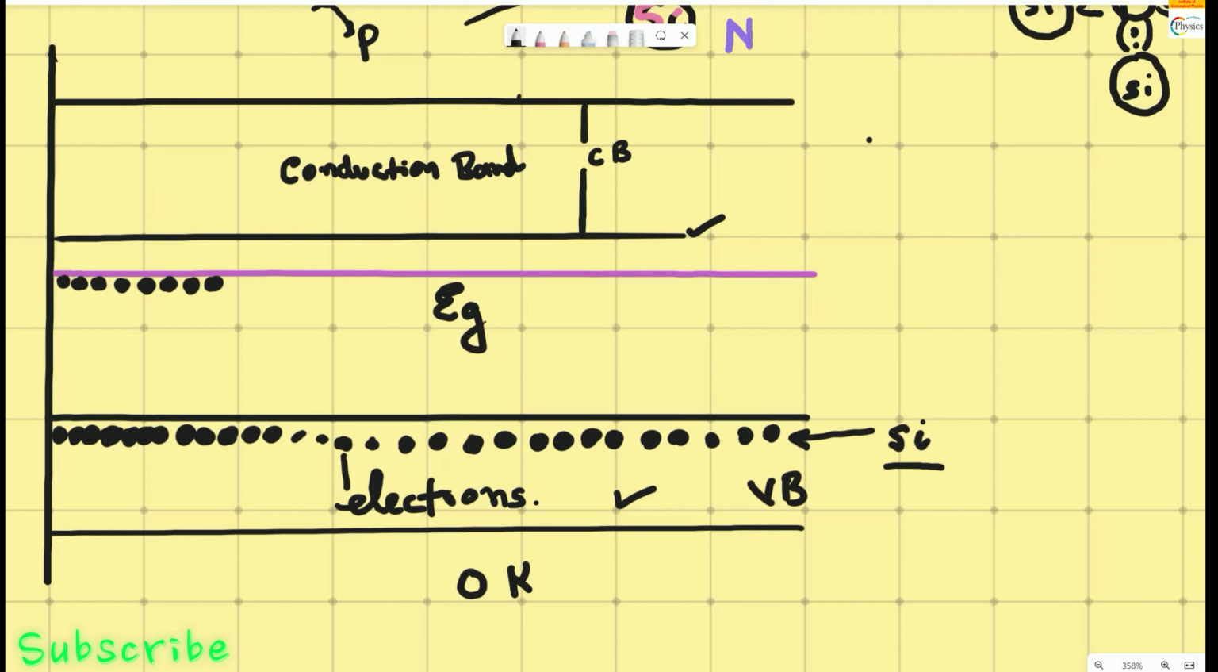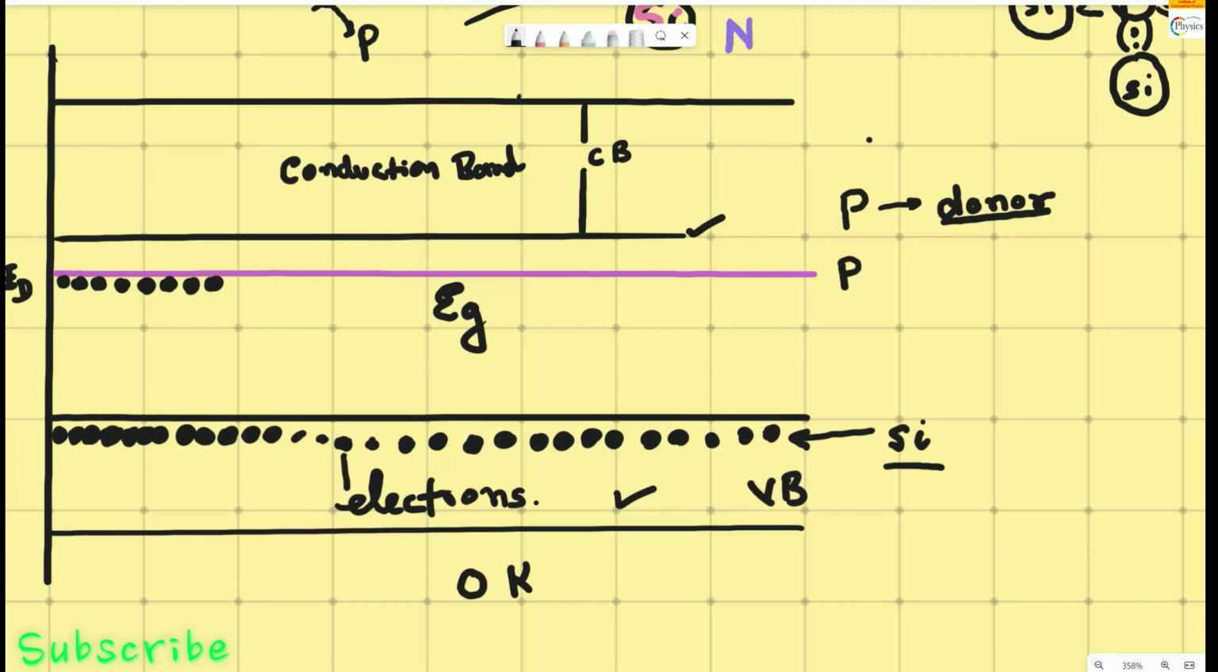You have just added phosphorus, and you have definitely created an energy level. This energy level is called the donor energy level and is generally represented by E donor. Okay, this is E donor. The phosphorus, which I mentioned, acts as a donor of electrons, right? You would have seen in the atomic diagram that it donated an electron, so it's a donor kind of situation. Now this is 0 Kelvin, nothing is happening.